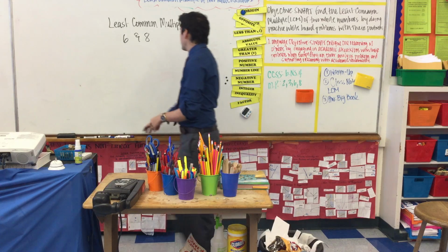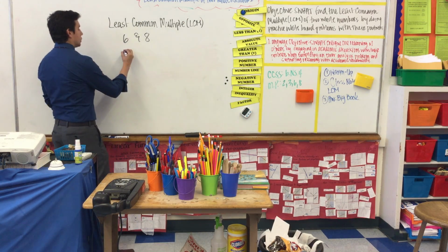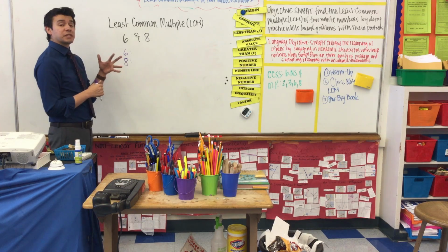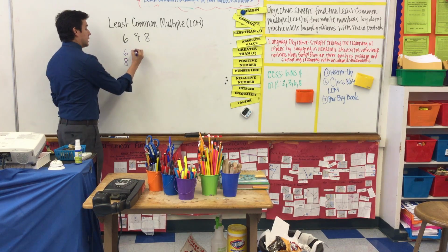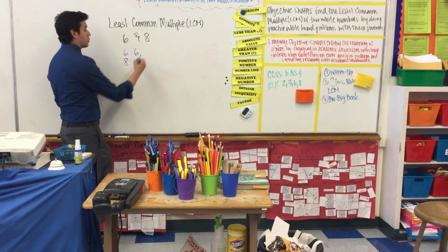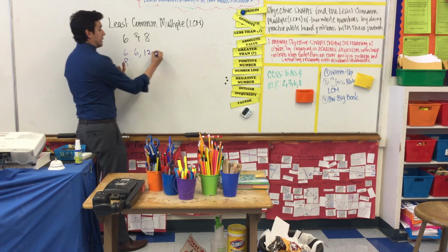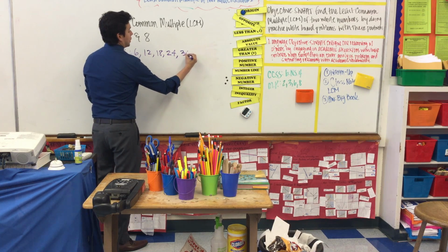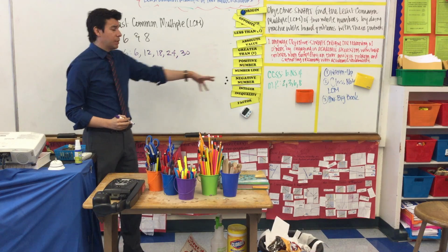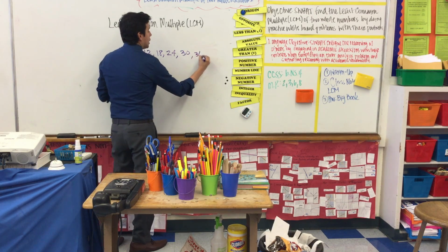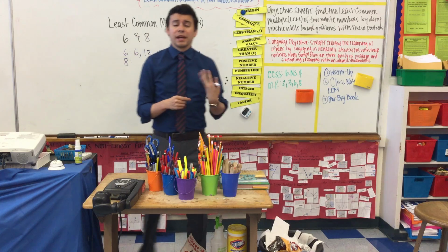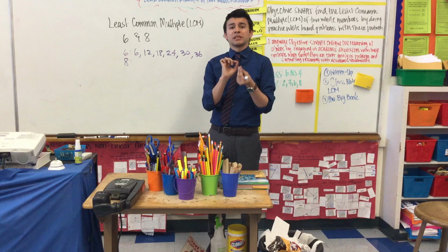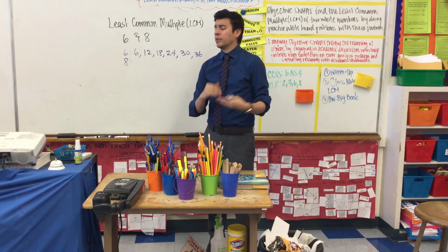So let's go over the multiples of 6 and 8. I taught you the listing method first. The multiples of 6 are 6 times 1 is 6, 6 times 2 is 12, 6 times 3 is 18, 6 times 4 is 24, 6 times 5 is 30, and of course you could keep on going. 6 times 6 is 36, but I told you today in class that I like stopping at the 5th multiple just because you could see the numbers that they share in common pretty early on.